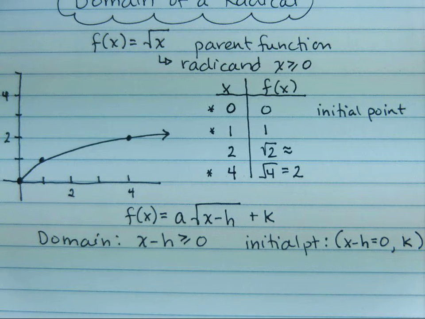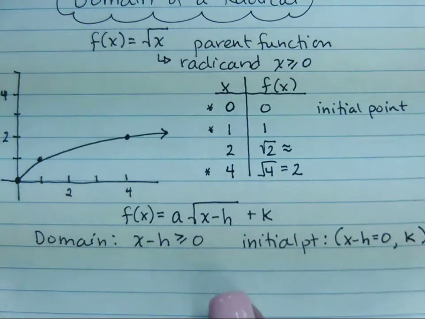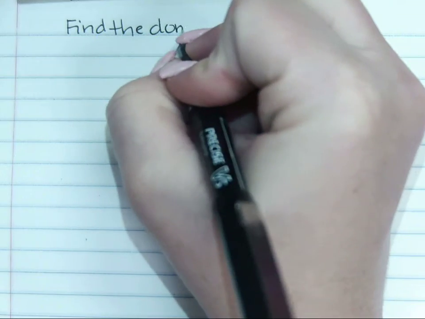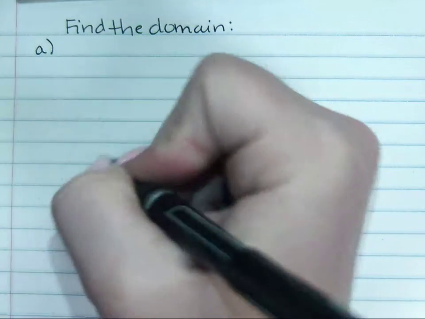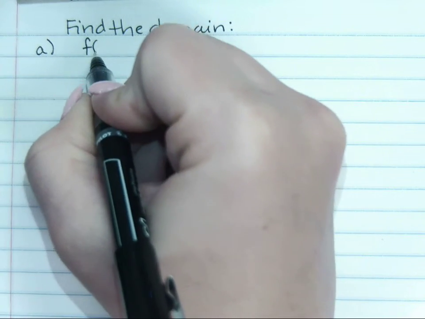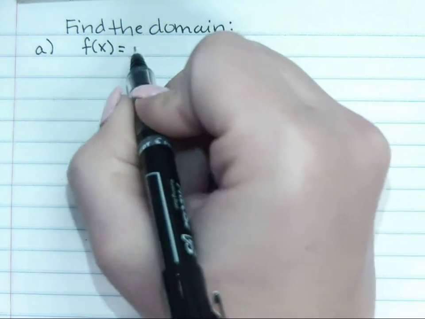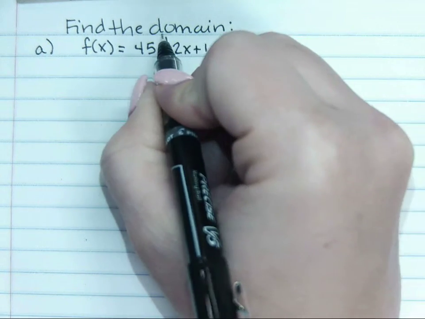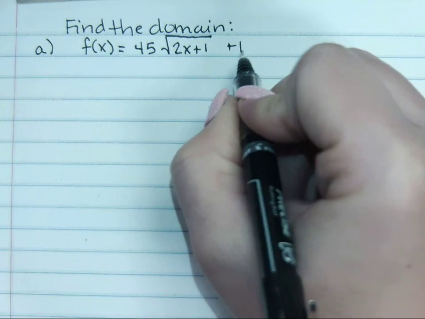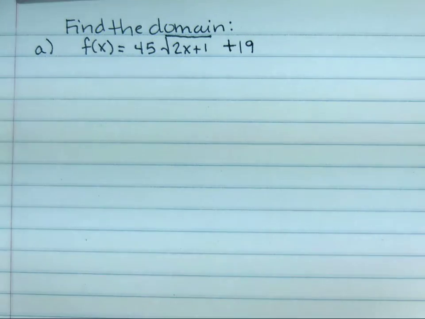So let's look at how we're going to find the domain of a few of these functions. I'm going to get some more space here. So our goal right now is just to find the domain. All right. So let's look at an example. And I'm going to look at f of x is going to be equal to 45 root 2x plus 1 and then plus 19.